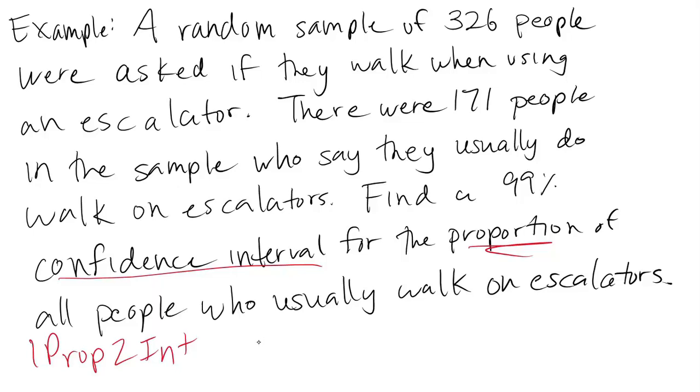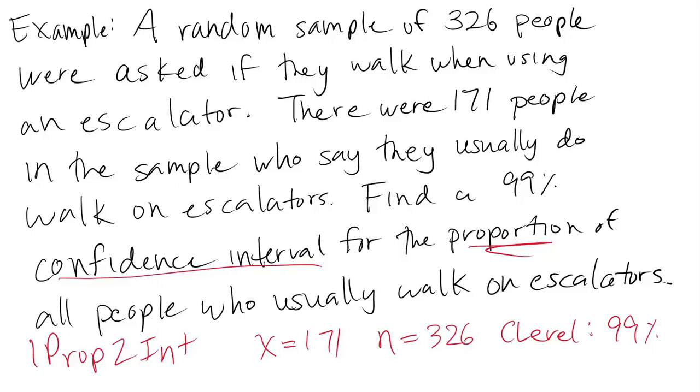1PropZInt is going to ask us to identify the number of observed successes, which the calculator calls x, the number of trials or sample size, which we've called n all semester, and the confidence level. A success is somebody who walks when they're on an escalator. That's the proportion we're being asked to find, the proportion of all people who usually walk on escalators. There were 171 people in this sample who walk on the escalator. Usually, anyway. The sample size is 326, and the confidence level that was selected for us was 99%.